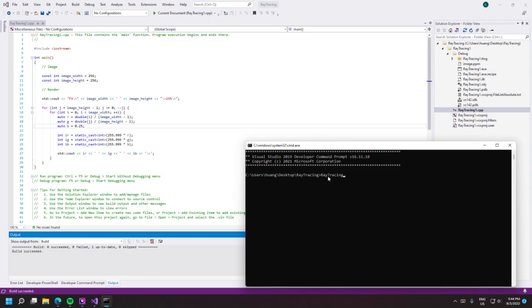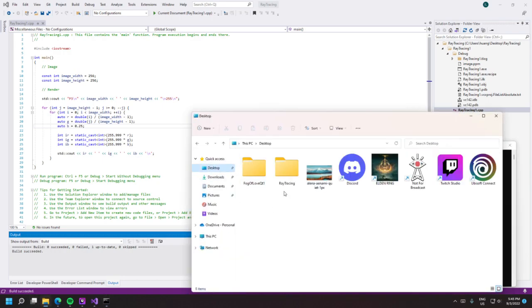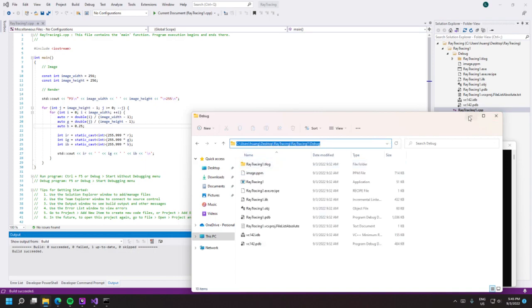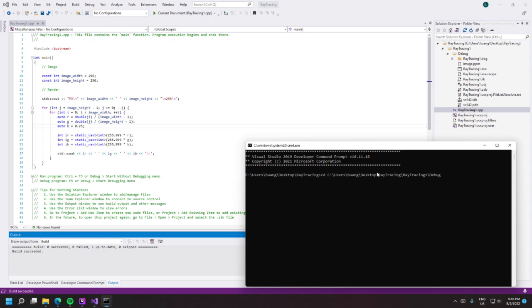Let's wait. I probably need to cd into that folder. Let's just cd into that folder and run ray tracing. We want to output the file into the PPM so that we can view it. Wait, what is this? Did I not build it? Oh, okay, it's ray tracing 1.